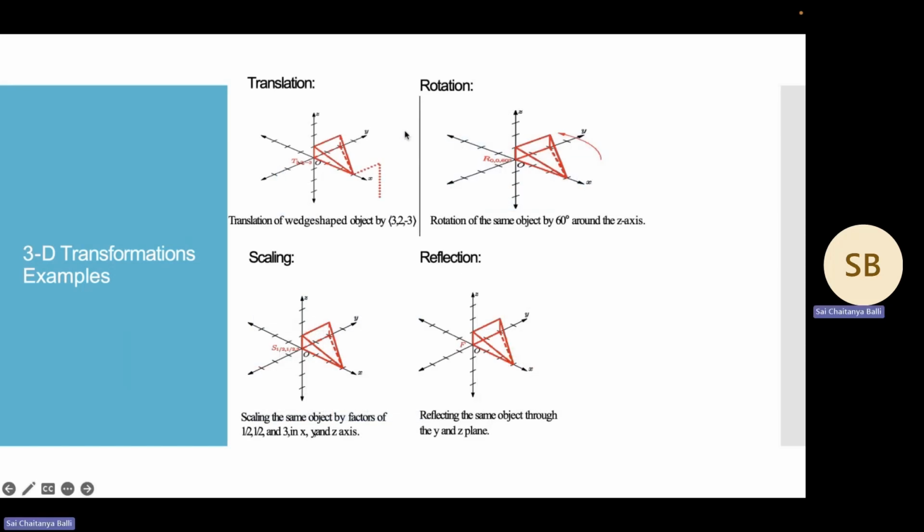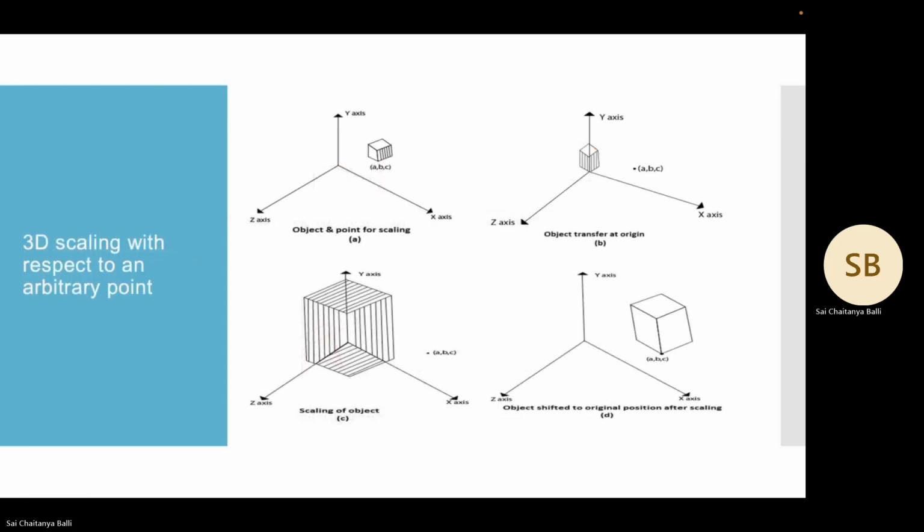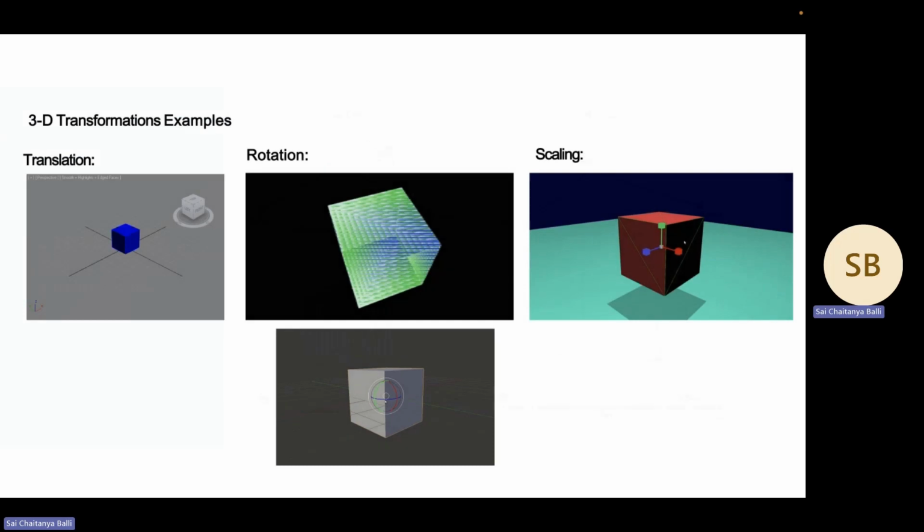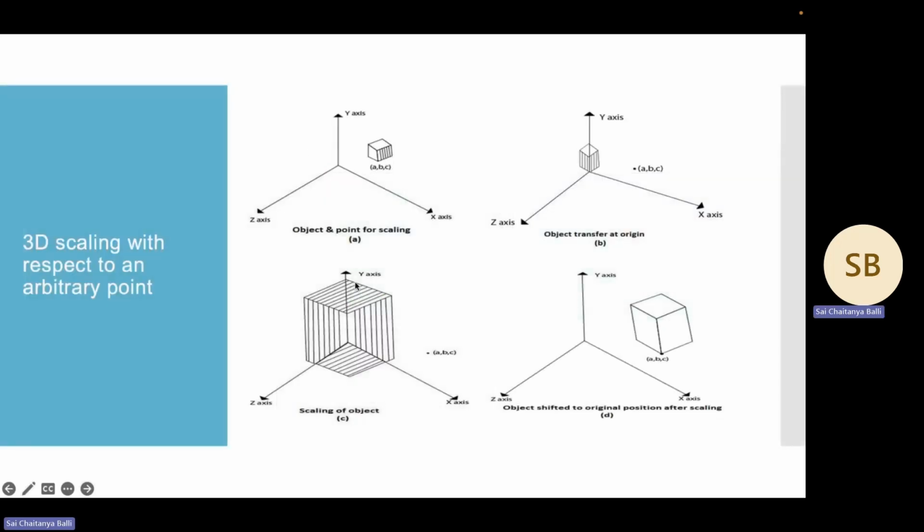So this is a translation of the object by 3, 2, -3. And same the rotation. Over here we have rotated 60 degrees. And scaling by a factor of half and 3, as you can see over here. And reflection. This is how the scaling is performed, as we have already discussed.